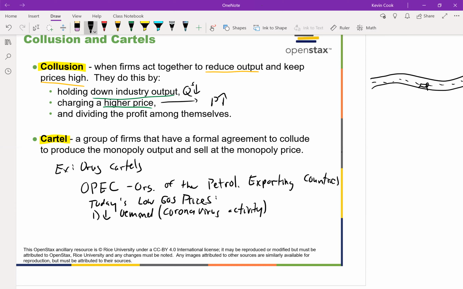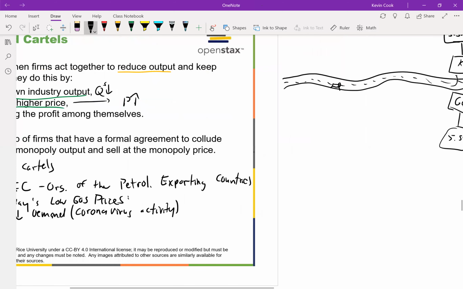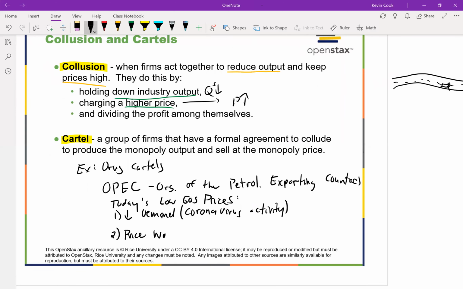But the second thing that's really impacting this, and I think it's still going on right now, is a price war in gas between Saudi Arabia and Russia.